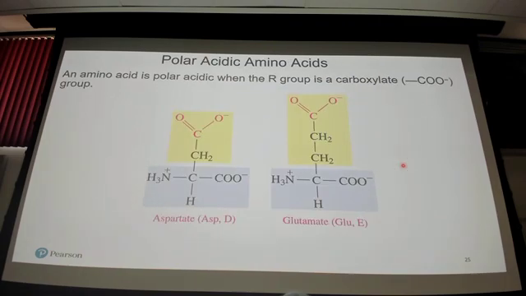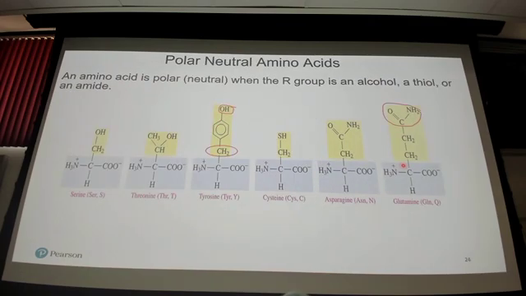So polar acidic amino acids. Yes, sorry, can you go back? Sure. Just to clarify, the first three on there, from left to right, are alcohols. The thiol is the sulfur one. The last two are amides. Sorry, I didn't specify. So serine, threonine, and tyrosine are considered alcohols because they have that carbon, hydrogen, and hydroxyl group. Cysteine is the thiol, and then asparagine and glutamine are the amides.